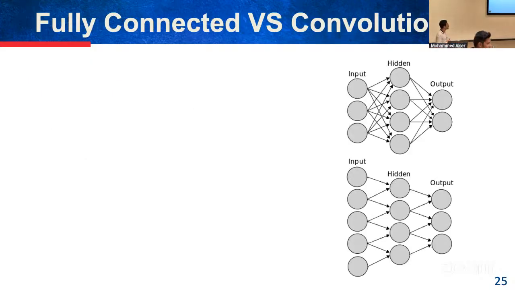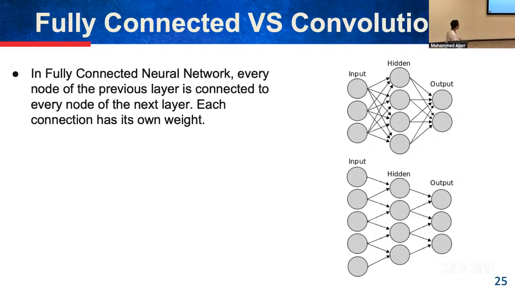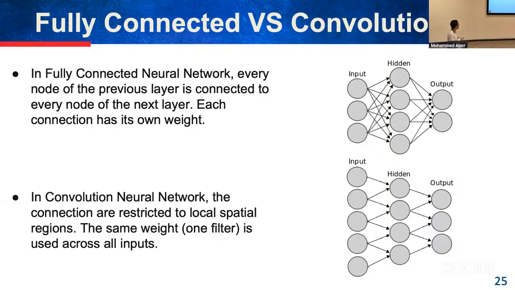Now I'd like to explain fully connected layers and the convolutional neural network. In a fully connected neural network, you can see that every node of the input is connected to every node of the next layer. Each of these lines has its own weight, but that is not the case in the convolutional neural network. As you can see, only the first two nodes of the previous layer are connected to the next node.